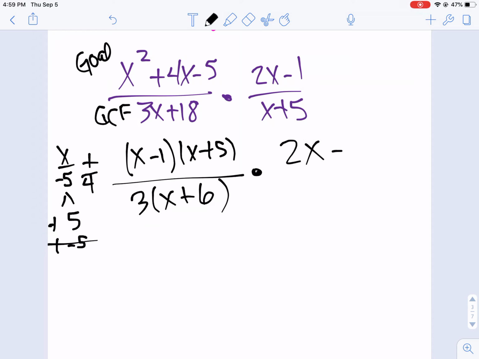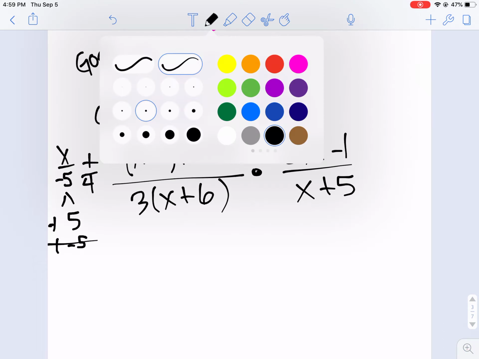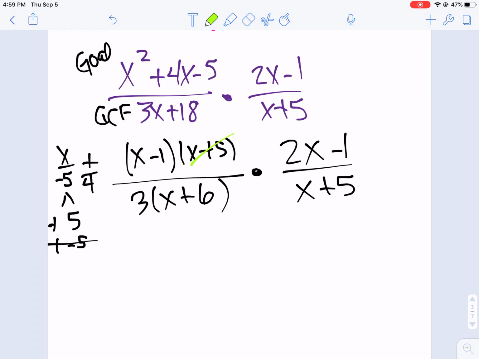2x minus 1, nothing can happen to that. And x plus 5, nothing can happen to that. So then we go through and we start canceling, okay? So I can cancel the x plus 5, the x plus 5. And that's really all that can cancel. Okay, so then we're left with x minus 1 times 2x minus 1.